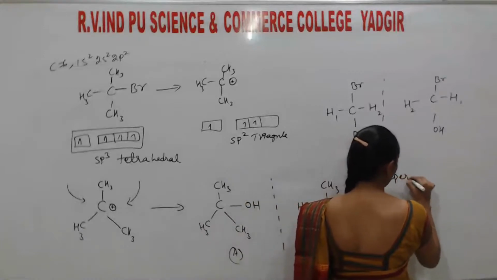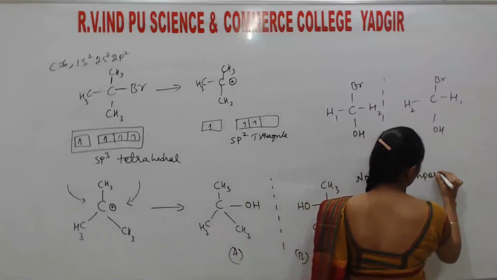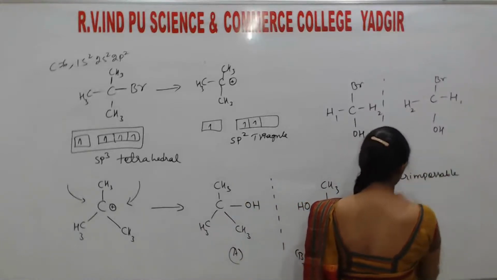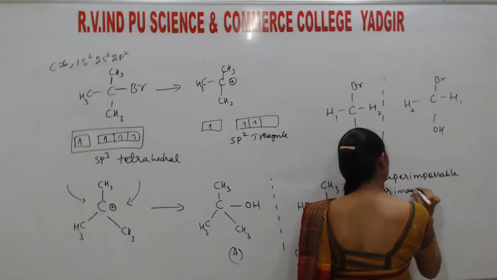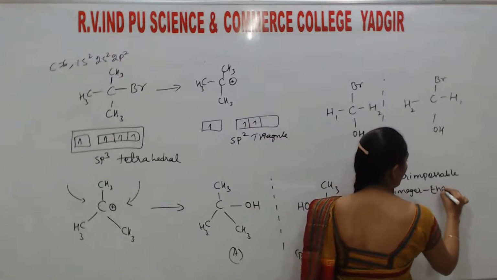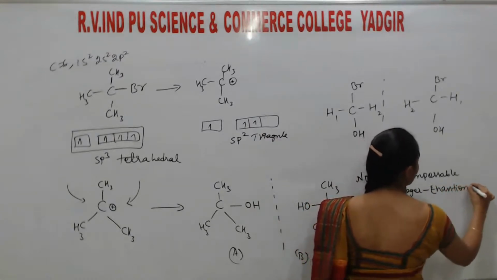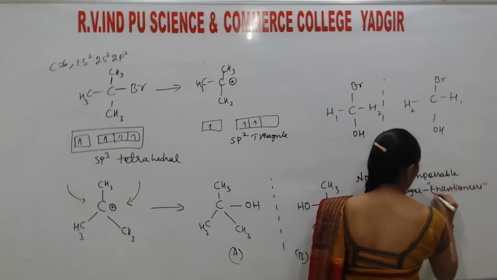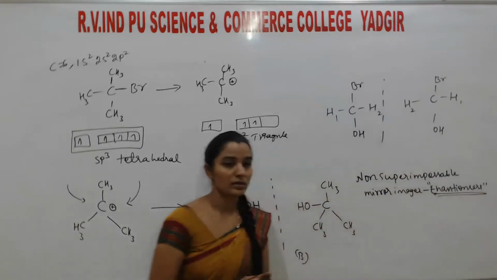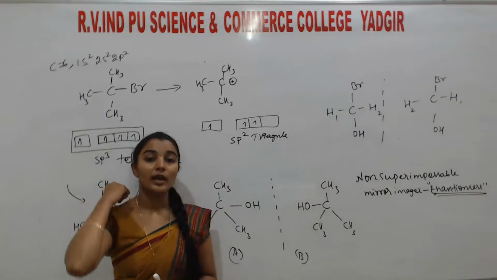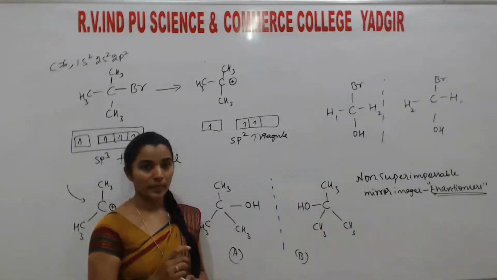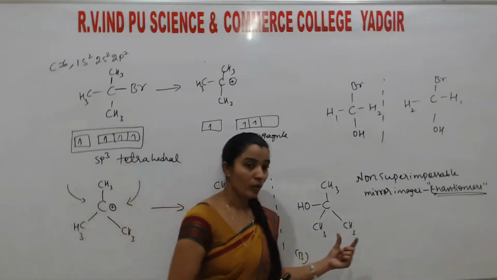So these non-superimposable mirror images are called enantiomers. Very important, one last time: non-superimposable mirror images are called enantiomers. Understood? So next, why do we need this?